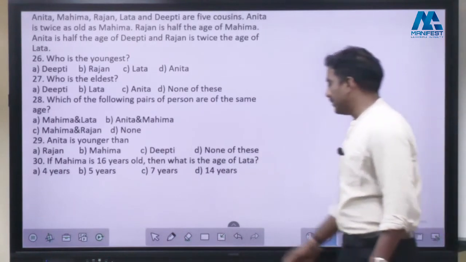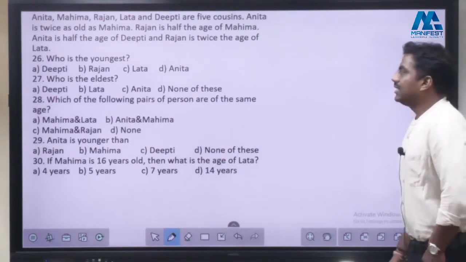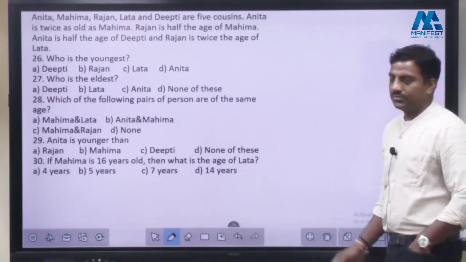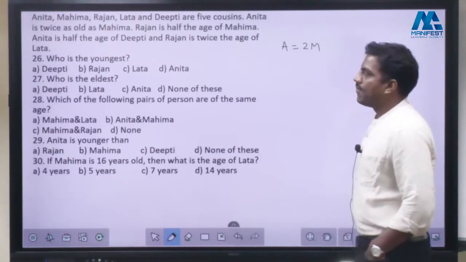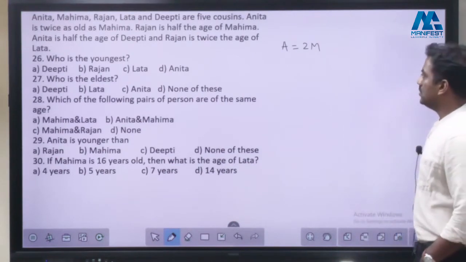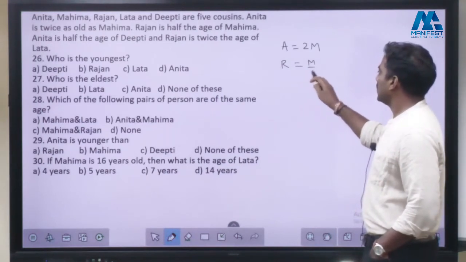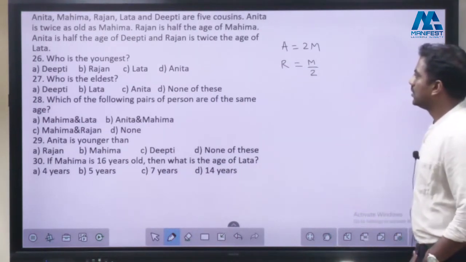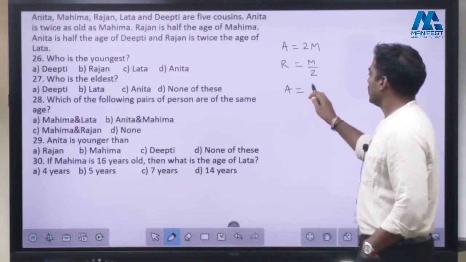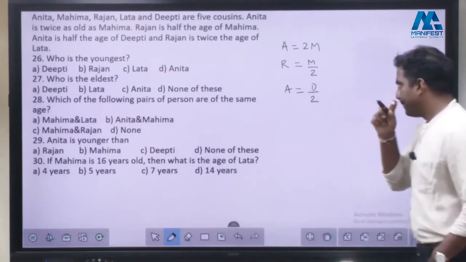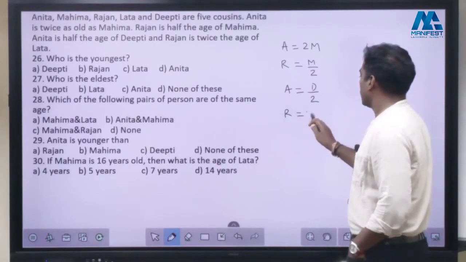Anita, Mahima, Rajan, Lata and Deepthi are 5 cousins. Anita is twice as old as Mahima. So can I write Anita is equal to 2m? Yes. Rajan is half of Mahima. Anita is half the age of Deepthi. And Rajan is twice the age of Lata.